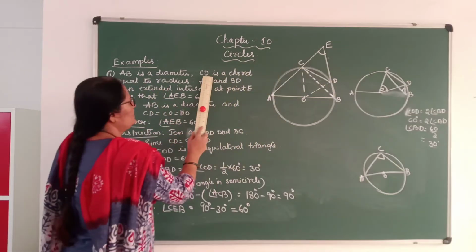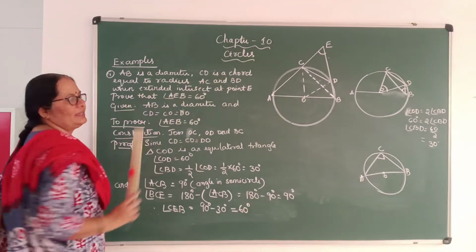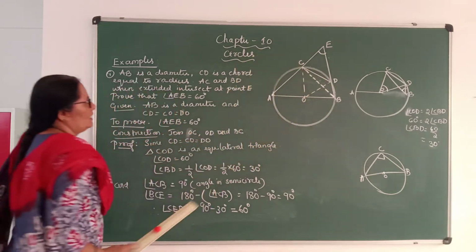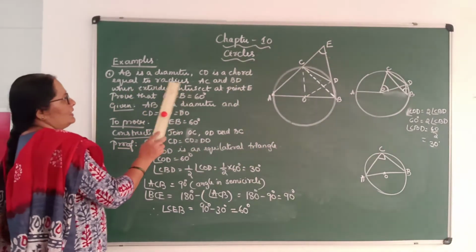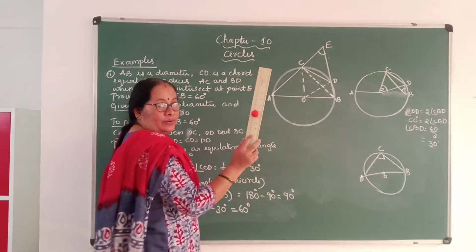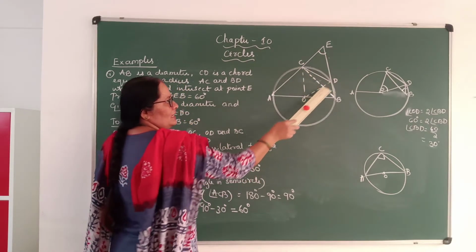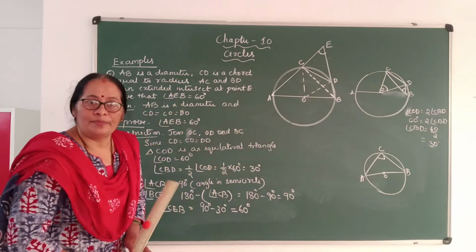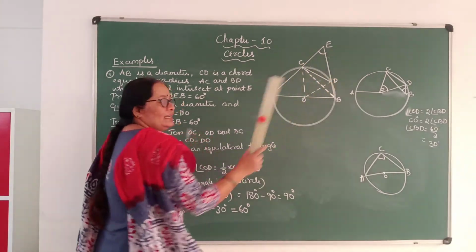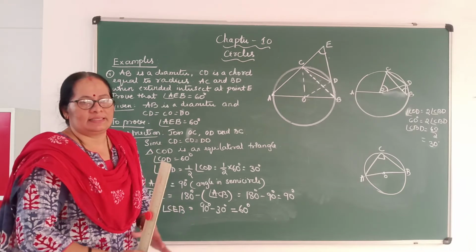Then the next one: the condition is given, chord CD is equal to the radius. So CD equals DO equals CO. CO and DO are the radii of the circle, right? So triangle COD is an equilateral triangle. In an equilateral triangle, all three sides are equal.